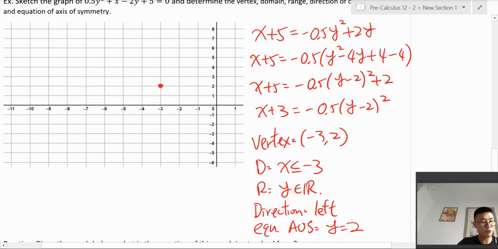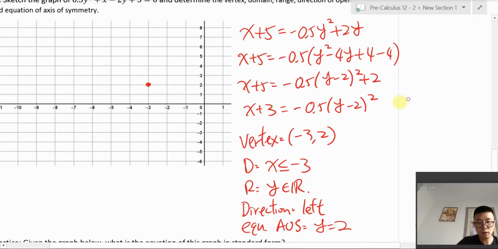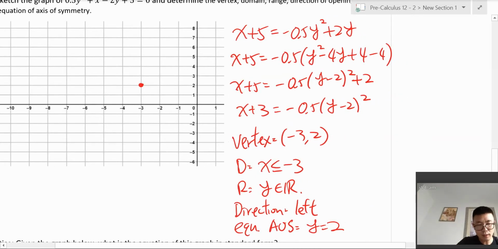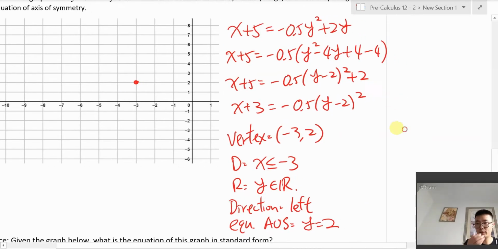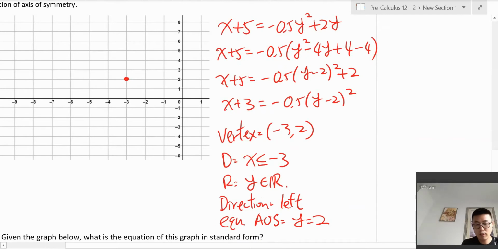Now again, we need more points. We can simply plug in some values. Well, I know it's going to open to the left, so it makes no sense to plug in negative 2 into x. So what we should do is plug in negative 4 into x. So where's our equation? From here, I'm going to put negative 4 into x.